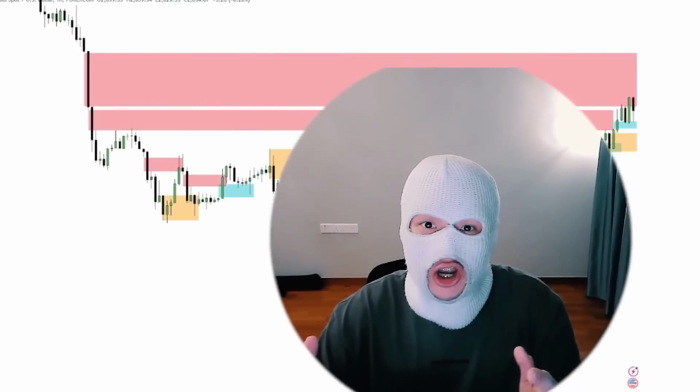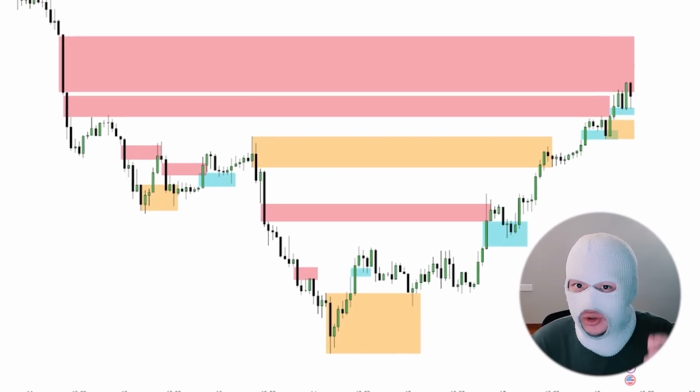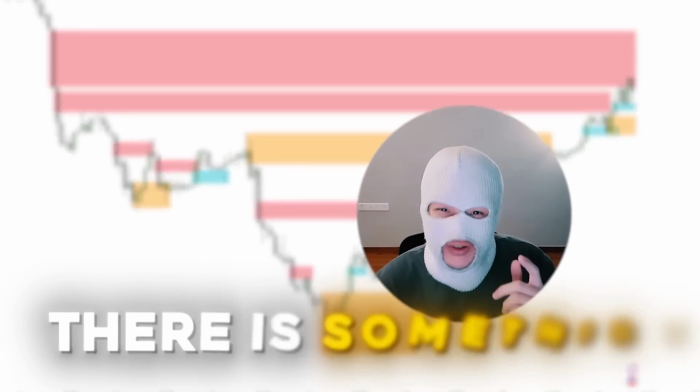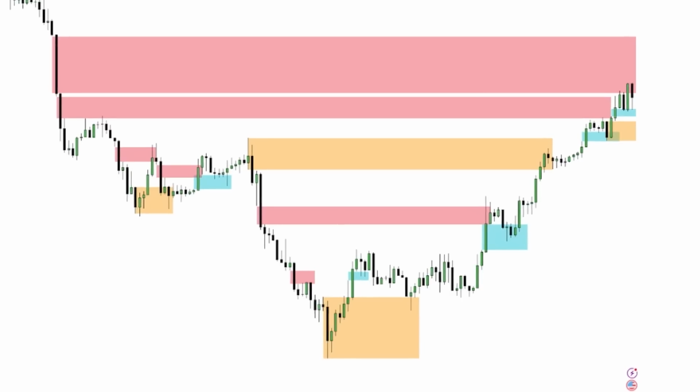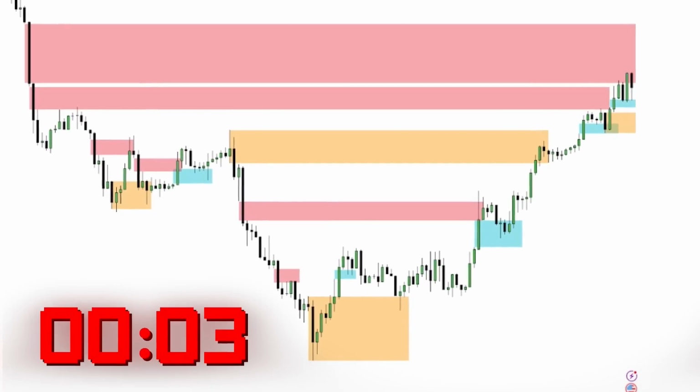Have a look at this chart right over here. Will you be able to trade this chart? There is something fundamentally wrong with all SMC trading, but can you spot it? I'll give you 3 seconds to find out.